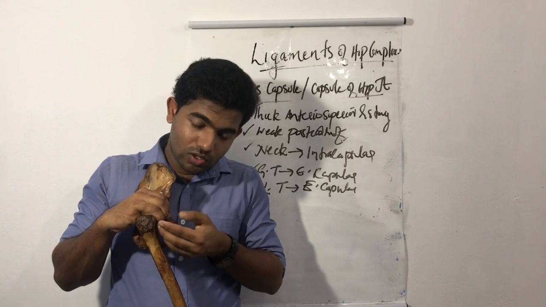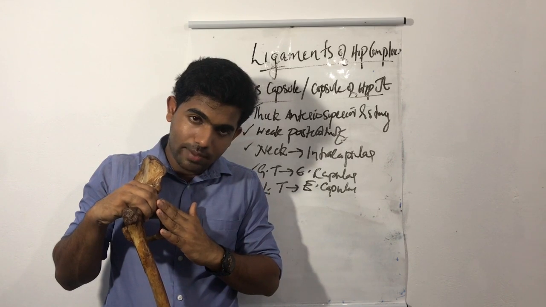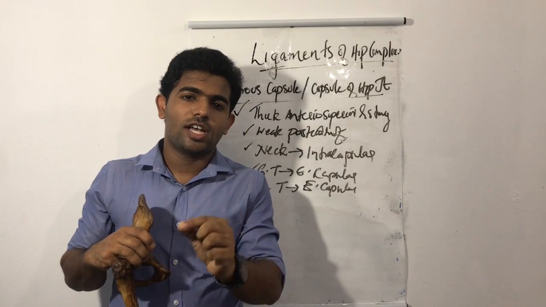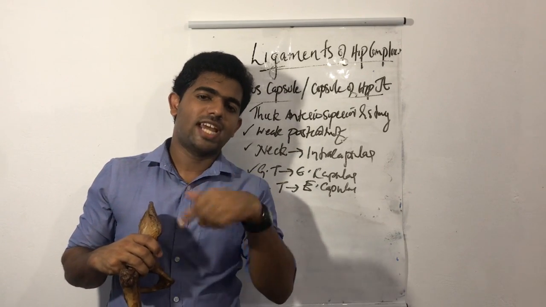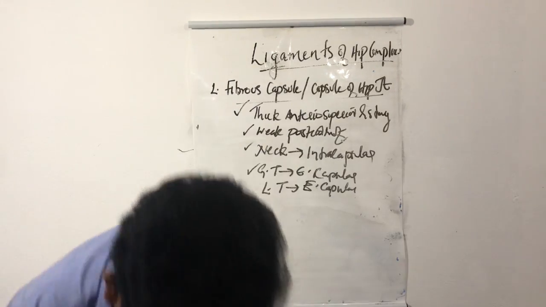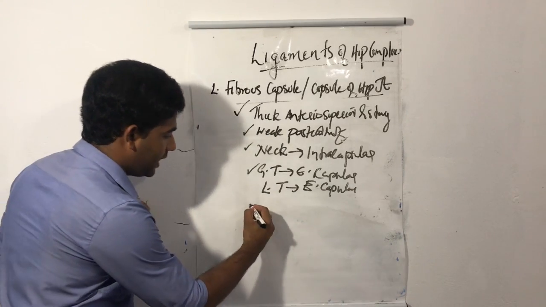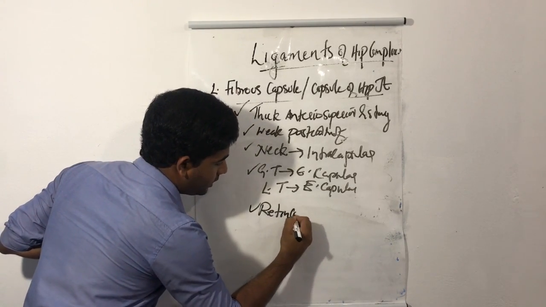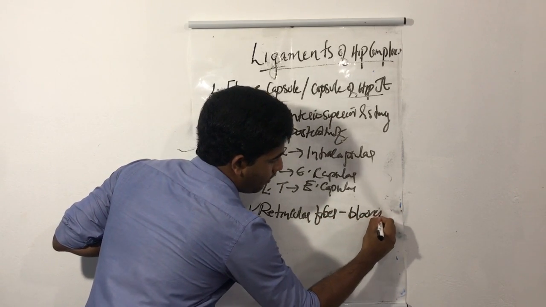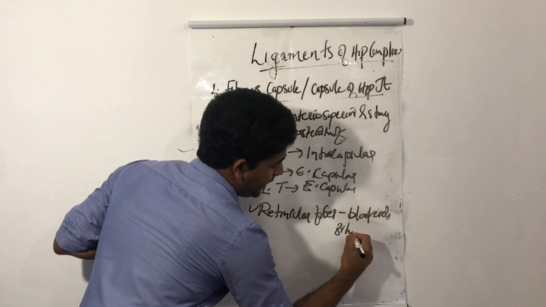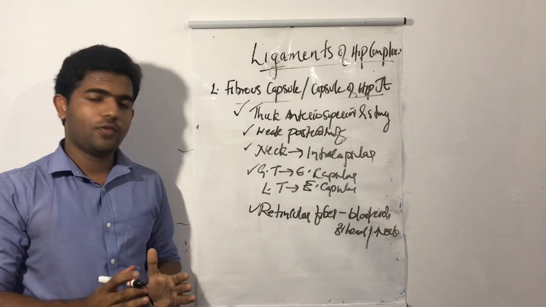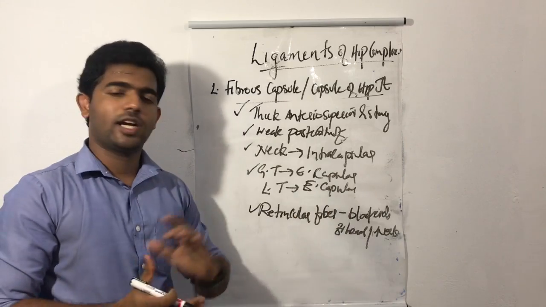So there are some fibers known as retinacular fibers that travel beneath the capsule or through the capsule to the neck of the femur, that transmit the blood vessels important for the nourishment of the head of the femur. So you have retinacular fibers that transmit blood vessels for the head and neck of the femur.